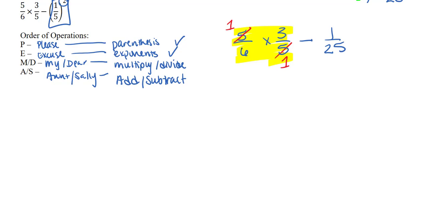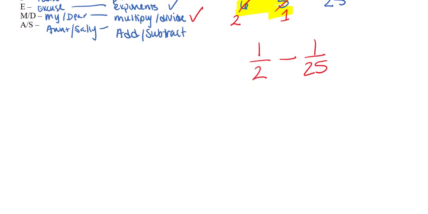So now we have a 3 and a 6. Well, 3 divided by 3 is 1. 6 divided by 3 is 2. So 1 times 1 is now 1. 2 times 1 is 2. And then we have minus 1 over 25, because that's what we still have to do. So we dealt with this step, and now we just need to subtract. That's the only thing we have left to do. So notice we have 1/2 minus 1 over 25.